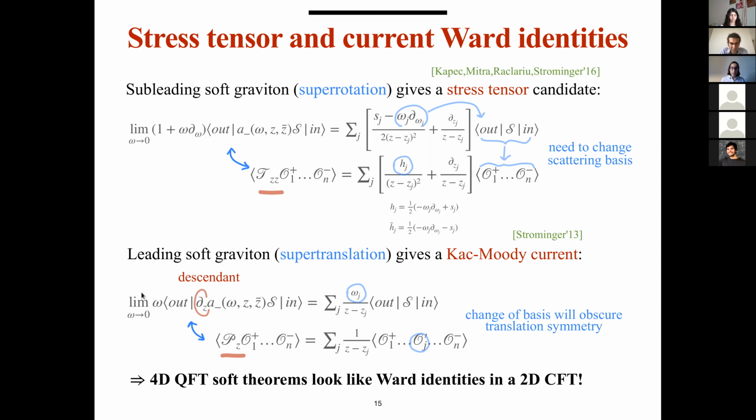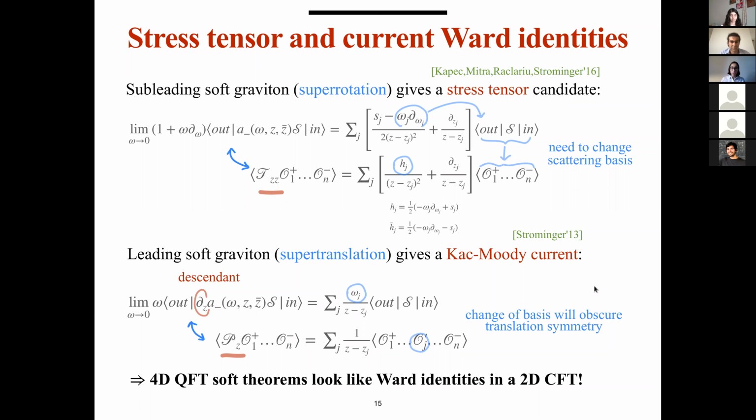Similarly, for the leading soft graviton theorem, here I've written essentially a sphere derivative acting on the soft graviton insertion. If we compare this to the Ward identity of a current in a CFT, then we also see that we have to find a new basis. And furthermore, the new basis will obscure, in a sense, translation symmetry, because somehow this factor of omega has to go away. And the way it will go away is that it will do something to an operator in this correlation function. So this slide is to give a hint that there might be an underlying conformal field theory that is related to the S matrix.